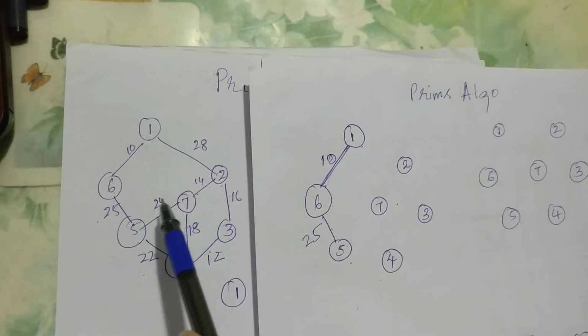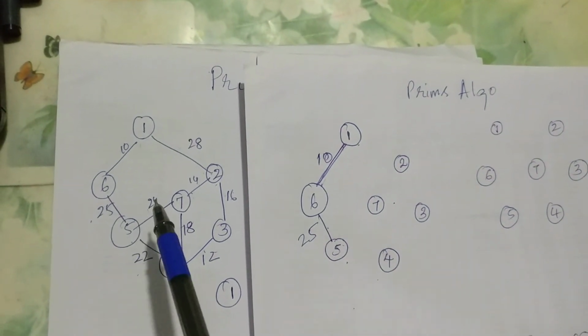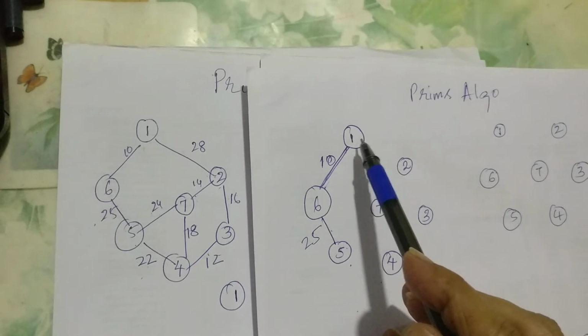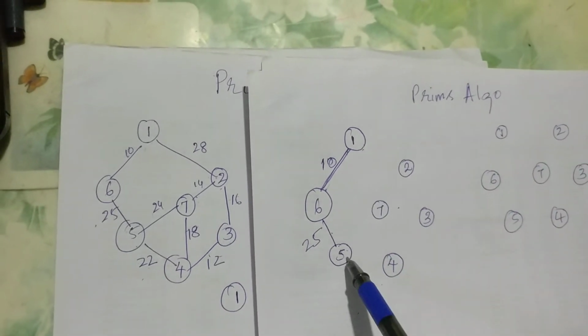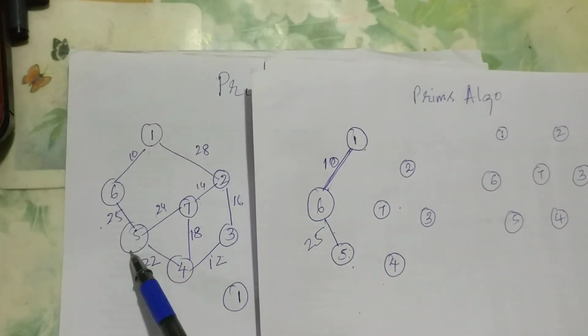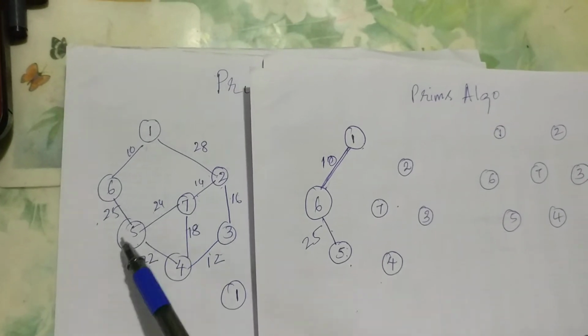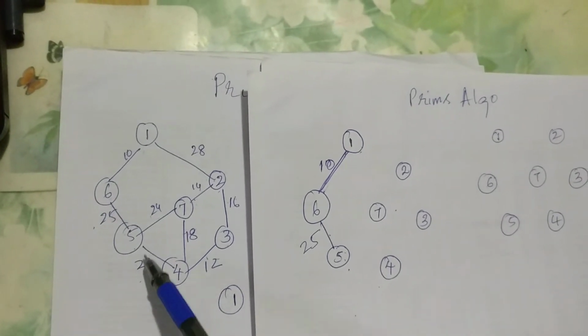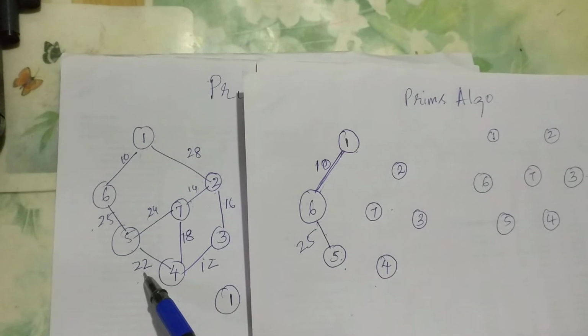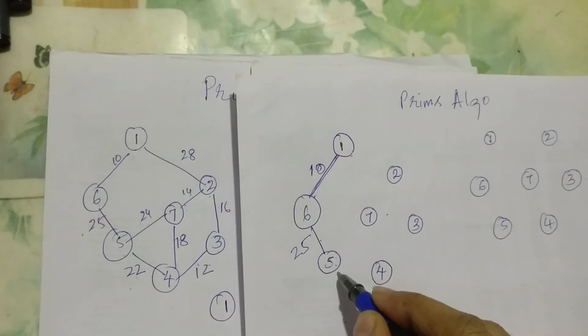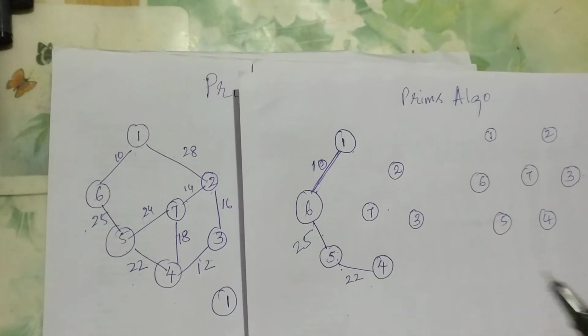Next, the edge to be selected will be either from 1 or from 5. From 1 it is 28, from 5 it is 24 and 22. Out of 22, 24 and 28, 22 happens to be the smallest edge. So I will select 22.